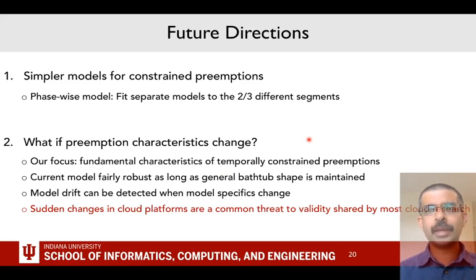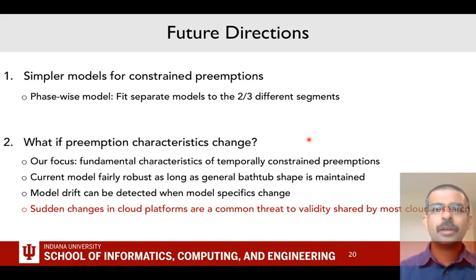So there are sort of two main areas of future directions or two main concerns. We can always come up with a simpler model for modeling these constraint preemptions. So we can fit a phase-wise model with an exponential distribution on a straight line, for example.